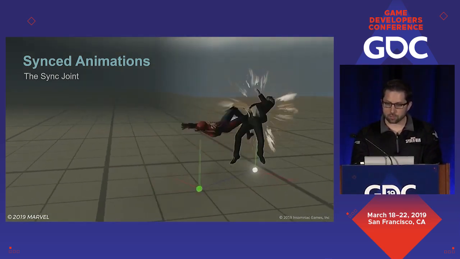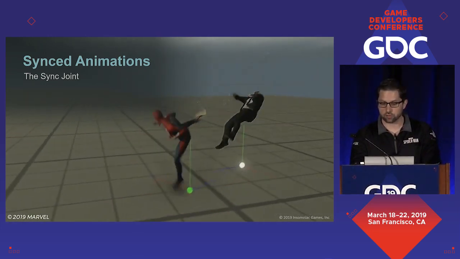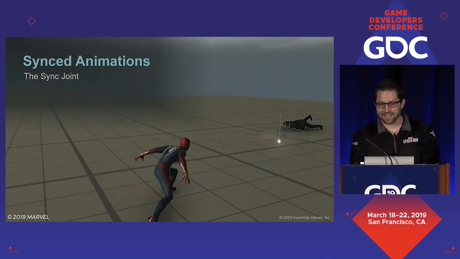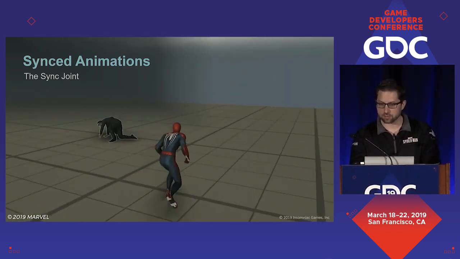In this video, you can see both the current position of the sync joint drawn in front of Spider-Man as well as the sync joint's target position drawn on the enemy. As the time of impact draws near, you can see Spider-Man blend into position to hit his target.